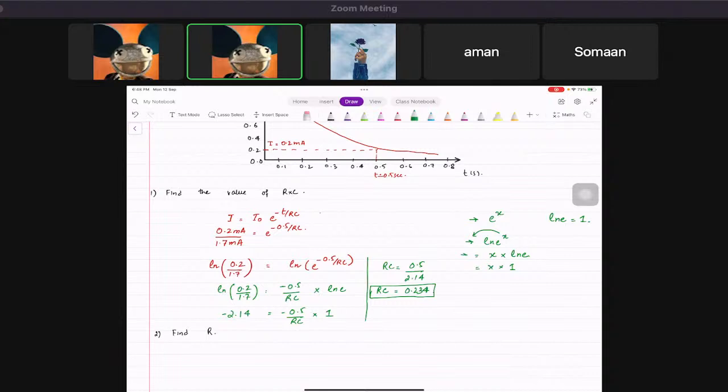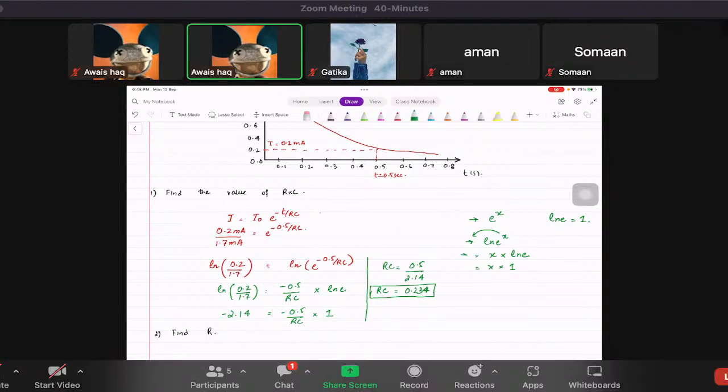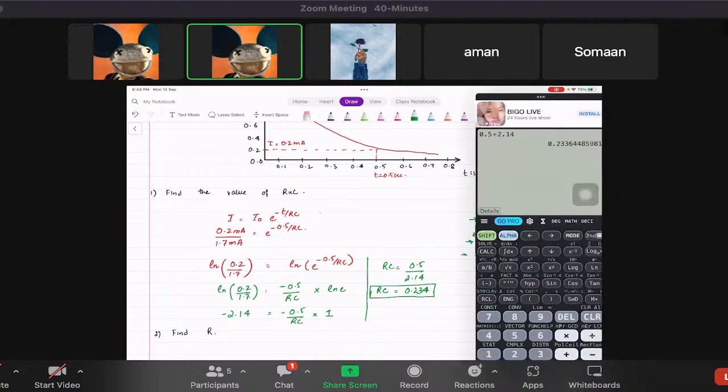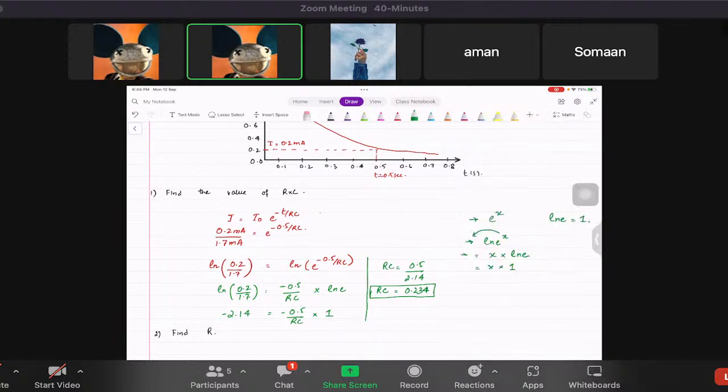Gatika, you don't take math, right? No, sir, I don't take maths. And Aman, you take math? No, sir. Okay, and Suman? Okay, I think Suman doesn't take math as well. Alright, so you guys understand what I've done? Will you be able to do it in exam? Do you understand the ln function?